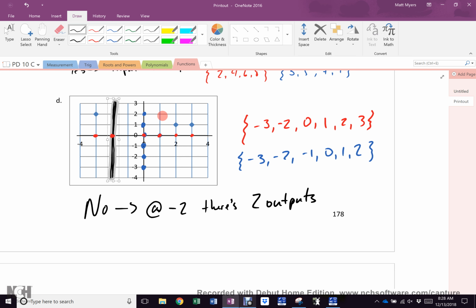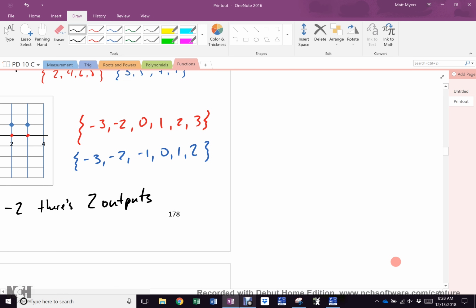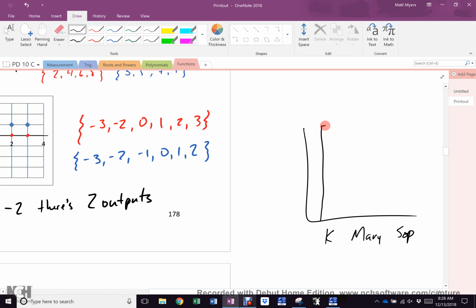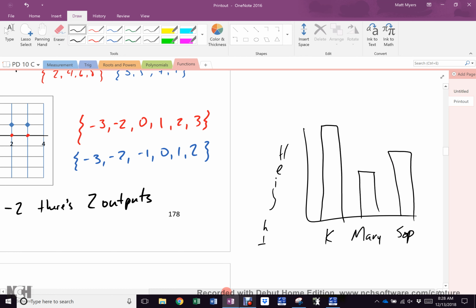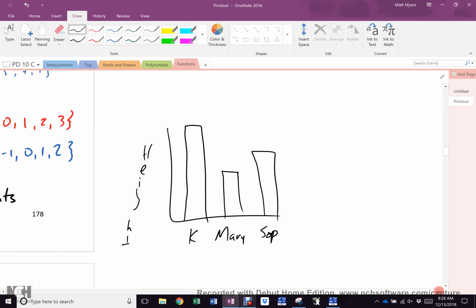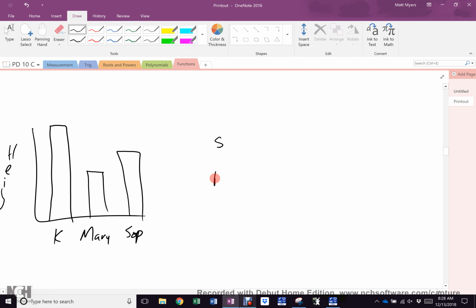Everybody with me? Let me give you an example of that so it doesn't confuse the issue. Catherine, Marianne, and Sophie. They all have a height, yes? Catherine is the tallest. Marianne is the shortest. Sophie is the middle, yes? Their height depends on who I'm speaking of, yes? But that graph is easily turned sideways.